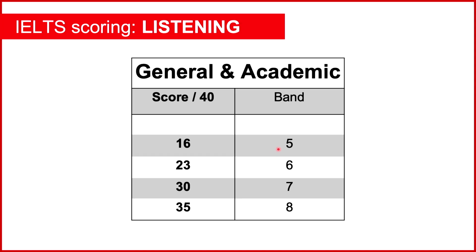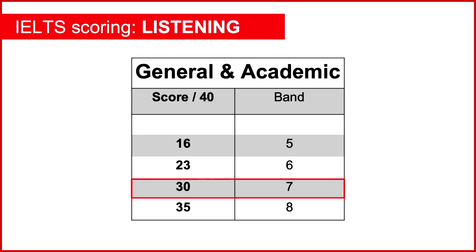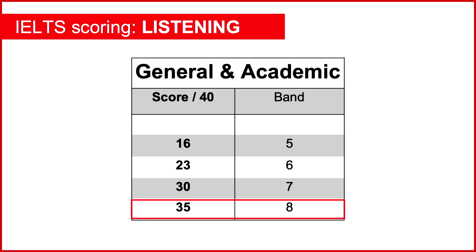Now this is not set in stone. These scores can go up and down a little bit depending on the difficulty of the test, but IELTS tells us this is a pretty good guide. So for those of you who are aiming for 7, you should be aiming at 30 or more correct every time you do a listening test. And aiming at 8, that needs to come up to 35 out of 40.